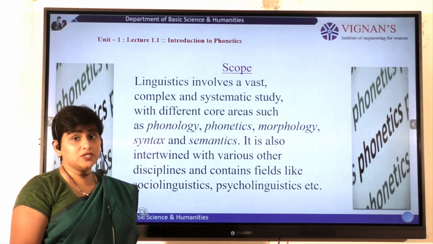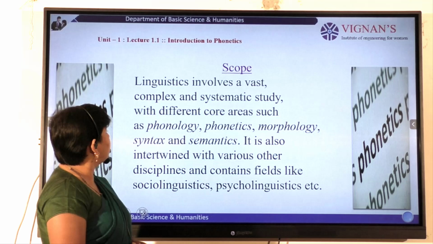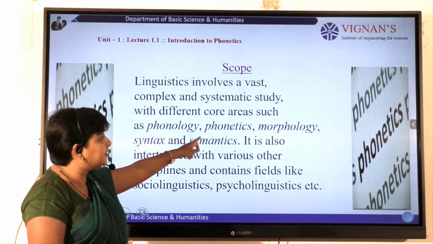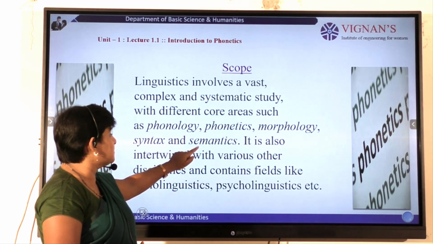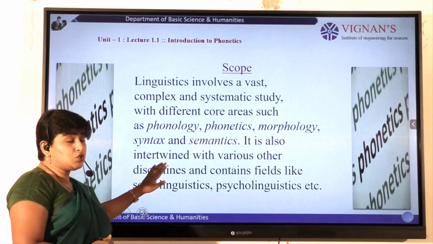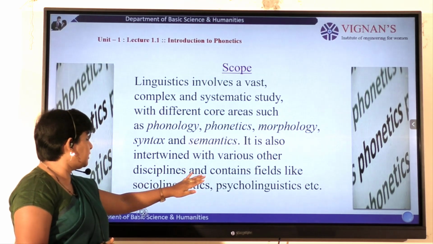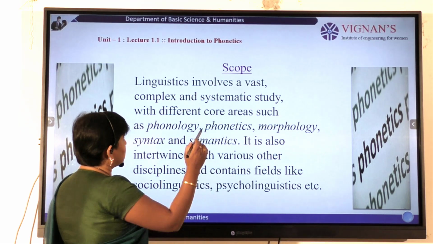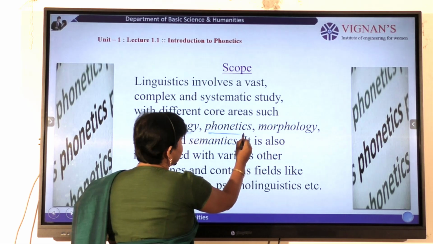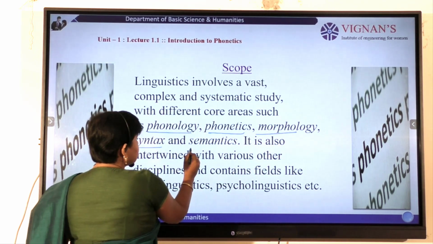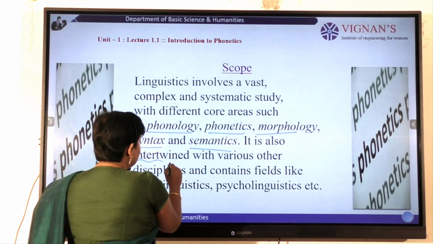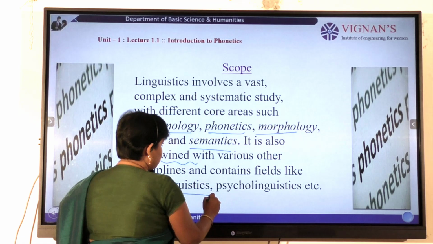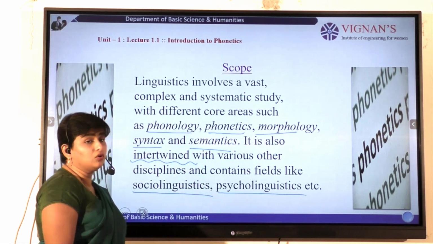Now let us just look into the scope. Linguistics involves a vast, complex and systematic study with different core areas such as phonology, phonetics, morphology, syntax and semantics. It is also intertwined with various other disciplines and contains fields like psycholinguistics and social linguistics. When I mention the scope, I am saying that phonology, phonetics, morphology, syntax and semantics are intertwined with various other disciplines like social linguistics and psycholinguistics.